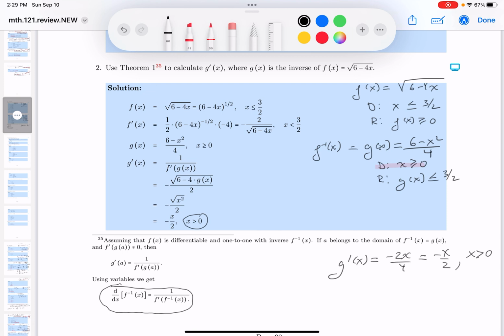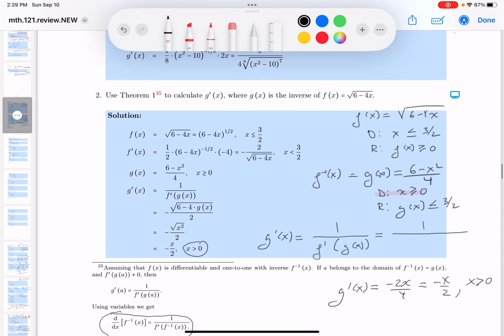Okay, what am I going to do now? Let's put it down. We're going to put g prime of x down. I'm going to use that theorem 35. It's going to be 1 over f prime evaluated at g of x. Let's put this down. It's going to be 1 over. What's f prime? I didn't write that down, did I? So let's write that down.